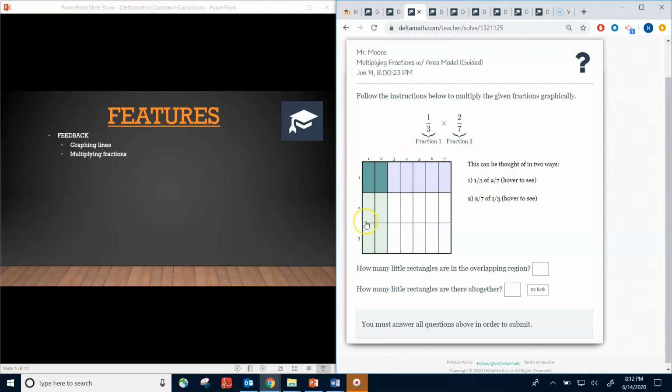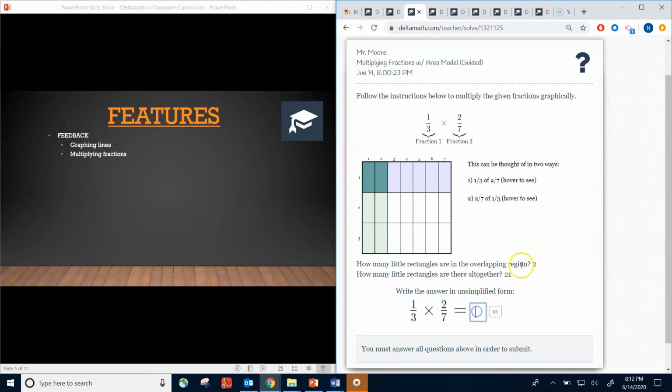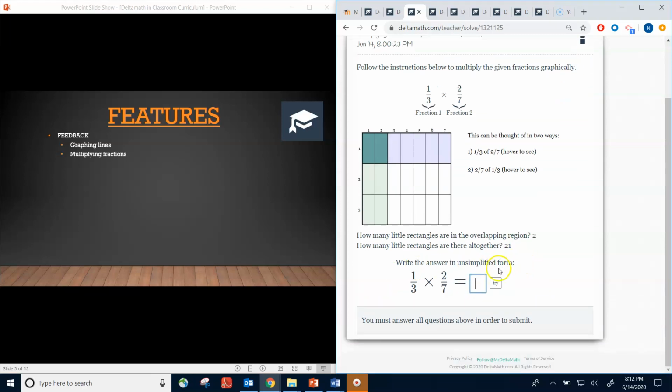Notice how it kind of lit up everything. And I said, hey, how many of the little rectangles are overlapping? Well, obviously, if I look at these two, they're overlapping. There are 2 out of how many together? Well, if you do 7 times 3, that'd be 21, or you can count them all up, but it'd be 21. So try both. And then it's going to ask, hey, well, what is in unsimplified form?